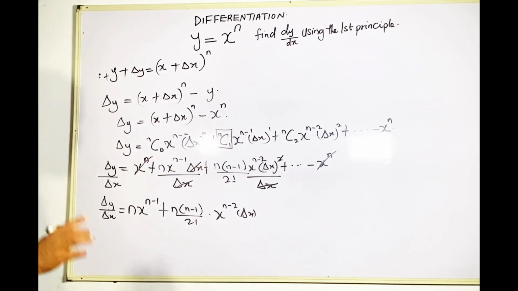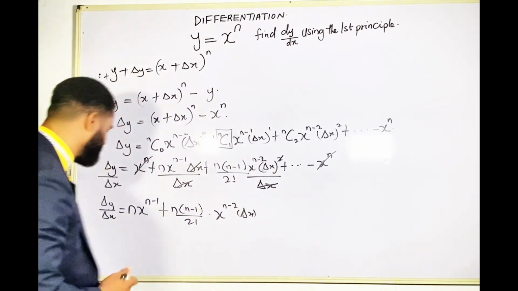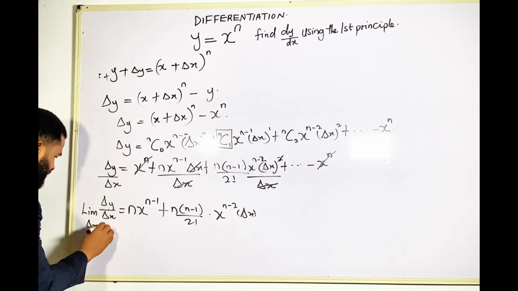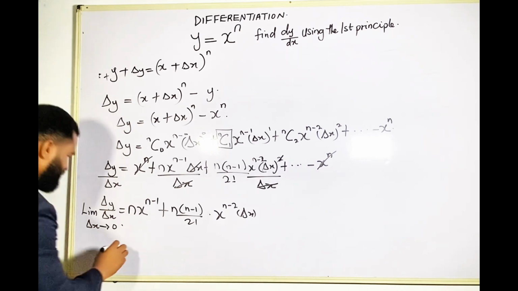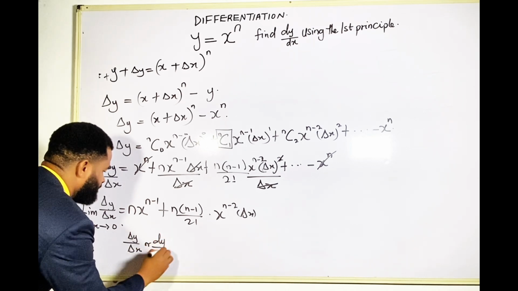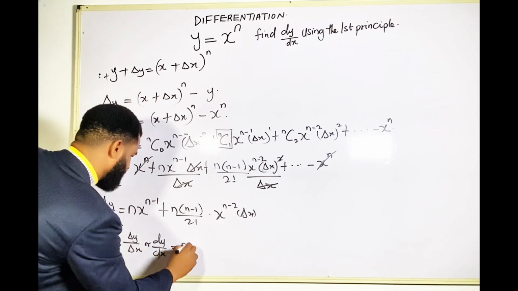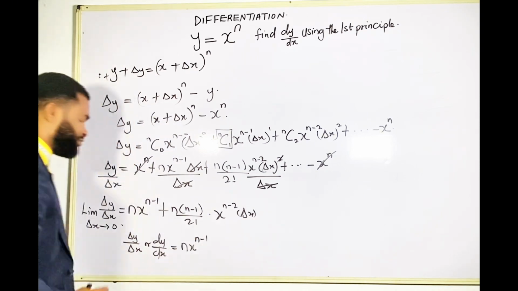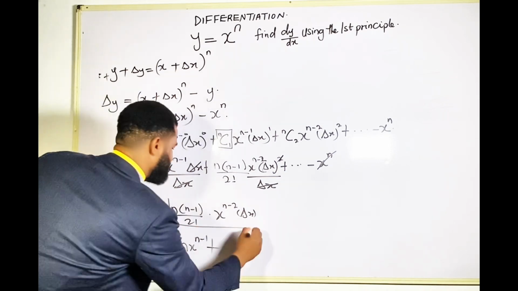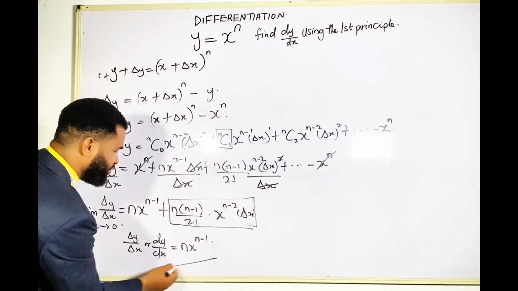Right. So after this, the next thing is to carry out the limiting function, the limit. So we're going to say that the limit, when change in x tends to 0, of change in y over change in x, or we say dy/dx, is equal to n x raised to power n minus 1, plus, if change in x is 0, everything here is going to be 0. So we are left with just this. So this is the answer.